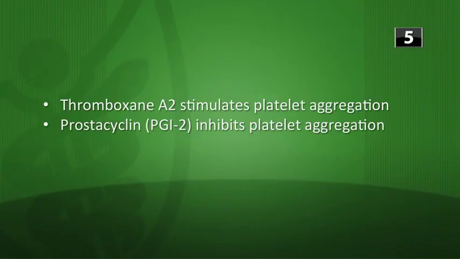And then which two arachidonic acid products affect platelet aggregation? Well, we just said that thromboxane A2 stimulates platelet aggregation. And then prostacyclin, which is PGI2, inhibits platelet aggregation.